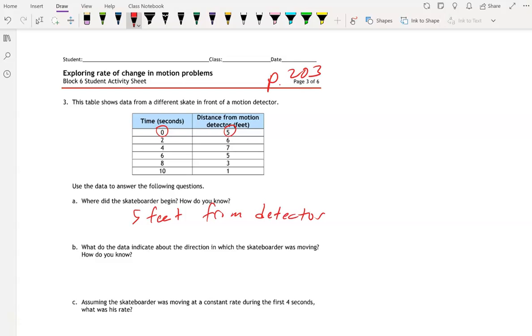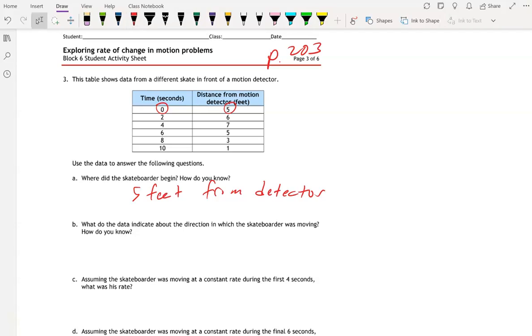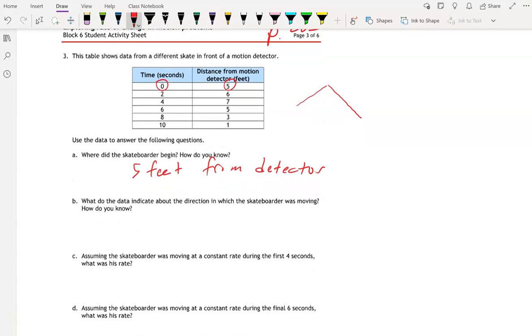Detector. There we go. And what do the data indicate about the direction in which the skateboarder was moving? Well, if you watch the skateboarder's distance from the motion detector as time marches on, you can see he's getting farther away from the motion detector, and then he begins to get closer to the motion detector. So if we were going to graph this, it would probably look like this. It's going farther away and then getting closer and closer. So we've got that going for us.